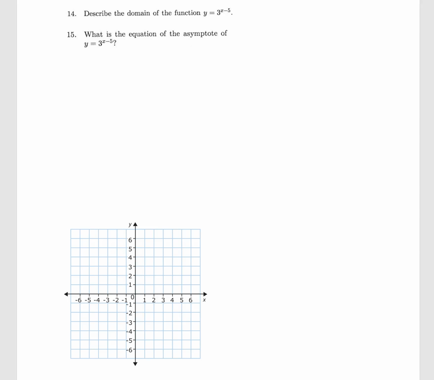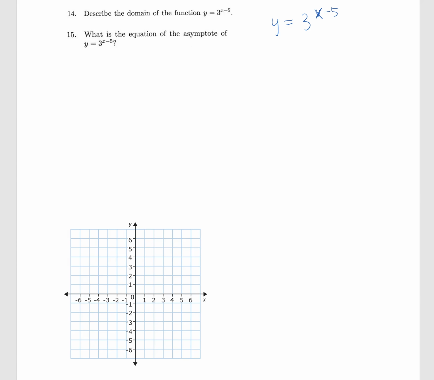So here I've combined question 14 and 15 because they deal with the same function, and that is y equals 3 to the power of x minus 5. Question 14 is asking us to find the domain of this function, and 15 is asking for the equation of the asymptote of this function.